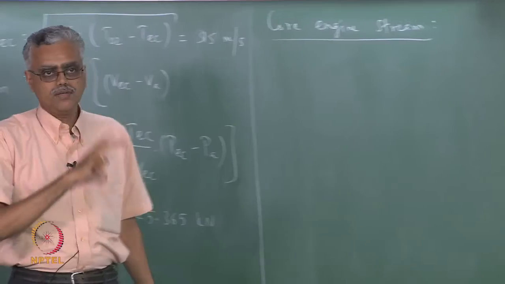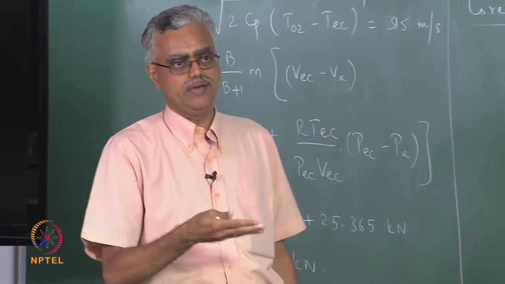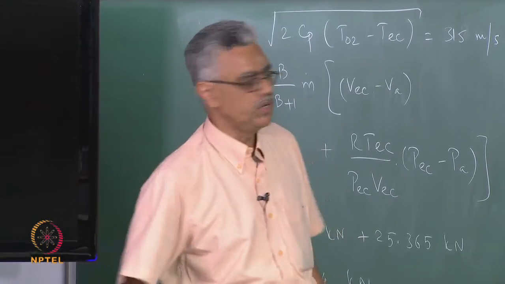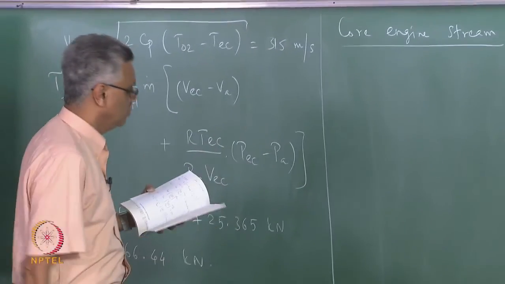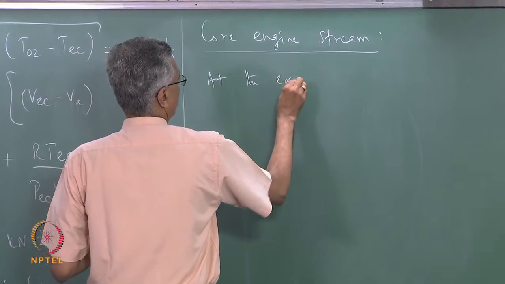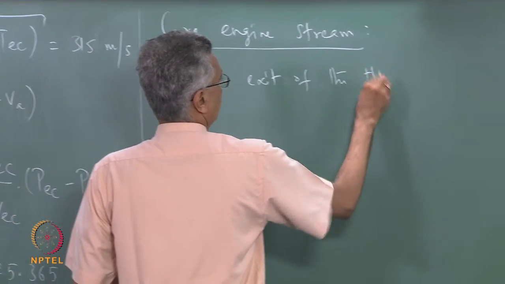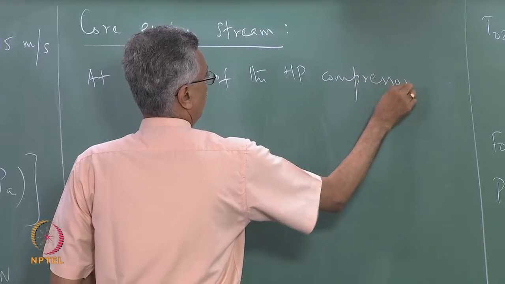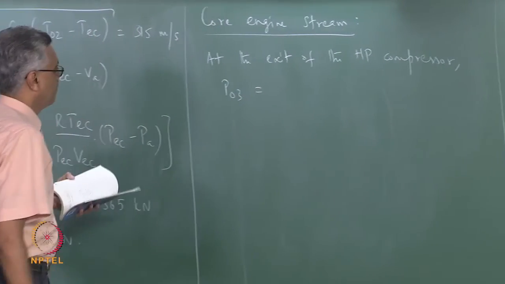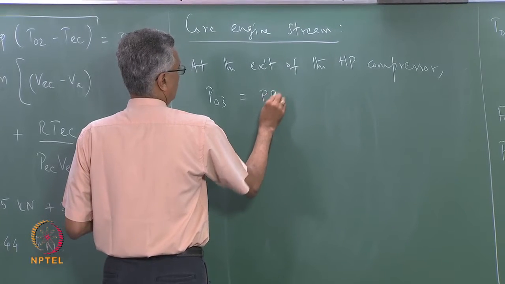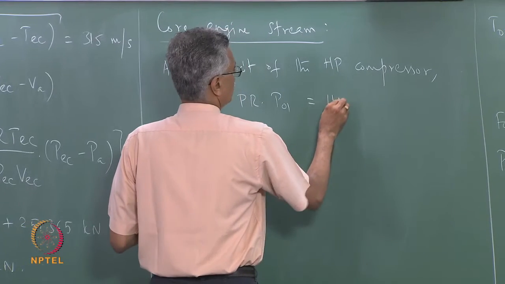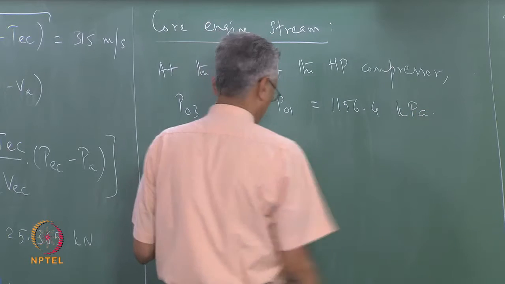As we said earlier, part of the air, an amount equal to m dot h, goes through the fan and then it goes through the core engine. So, we are going to track the m dot h amount of air which now goes through the core engine. We start from the fan outlet and go to the exit of the high pressure compressor. At the exit of the HP compressor, P03 is equal to the pressure ratio PR times P01. If you plug in the numbers, you get 1156.4 kilopascal.